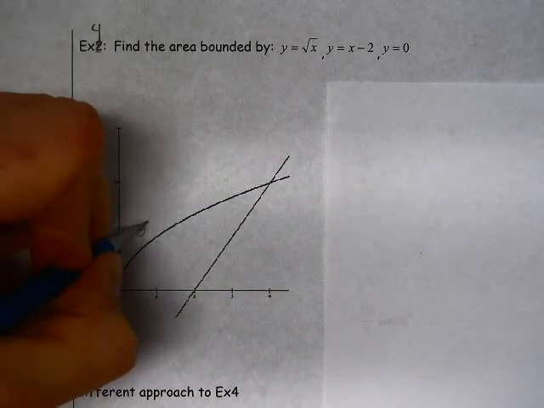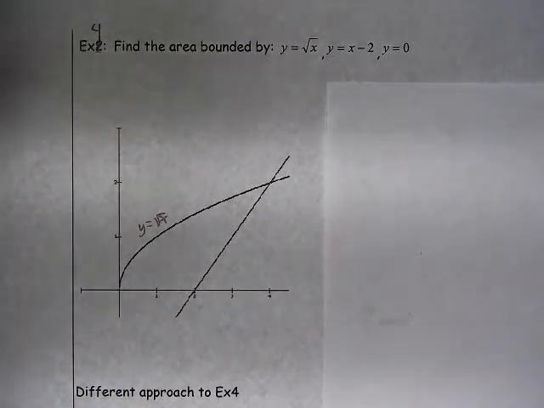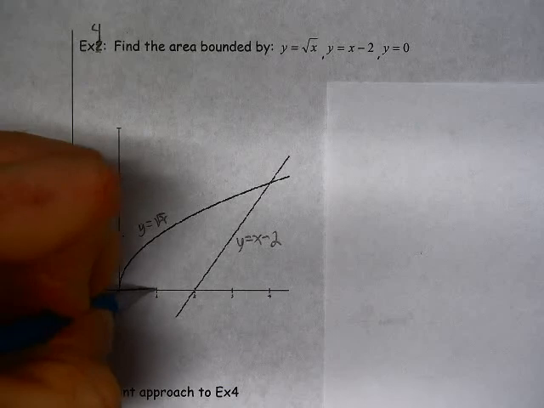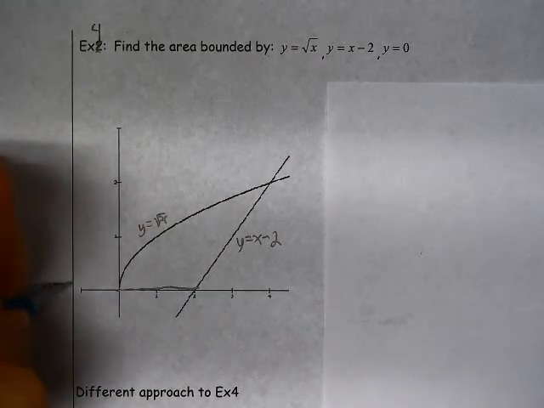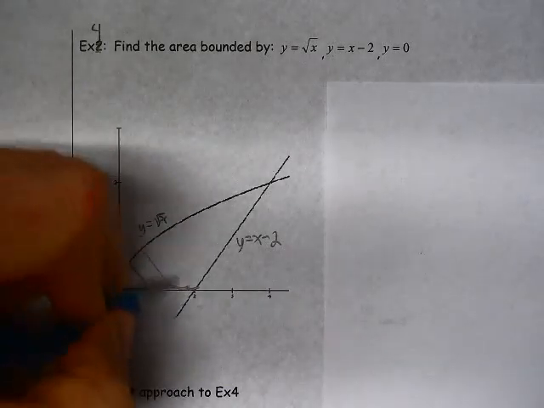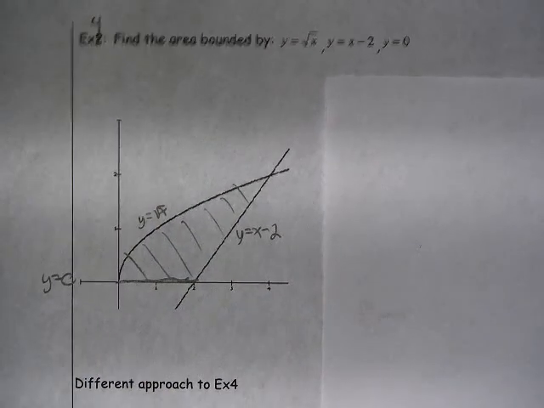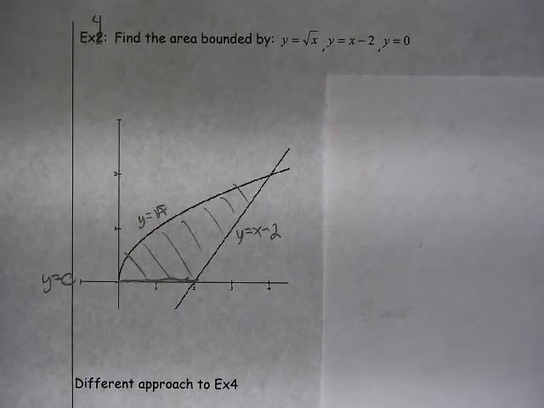Here's y equals the square root of x. Here's y equals x minus 2. And then here is y equals 0. Right, so it's this area that we're looking for, this total area. Now, if we think about this in terms of top and bottom functions, we can see that there's really 2 areas that we need to be concerned with here.